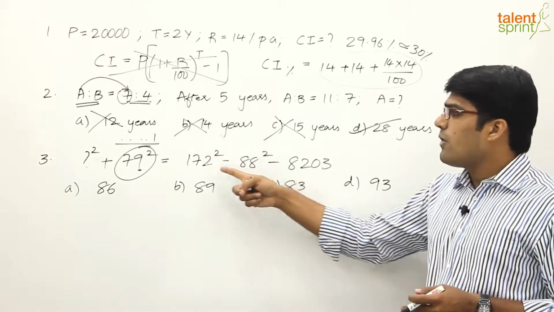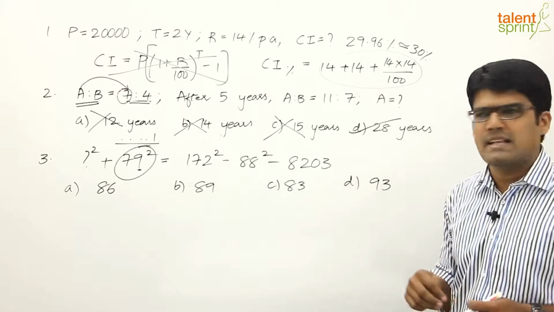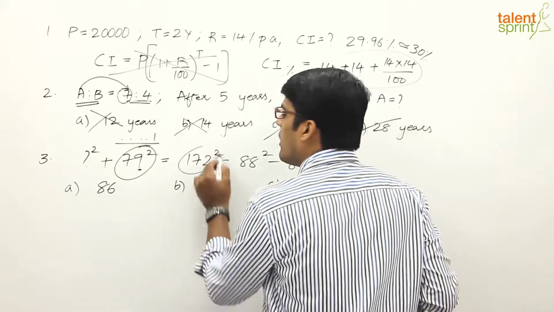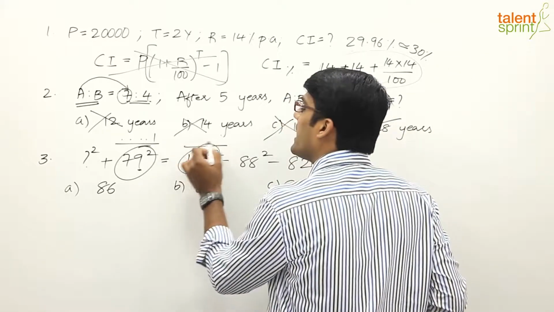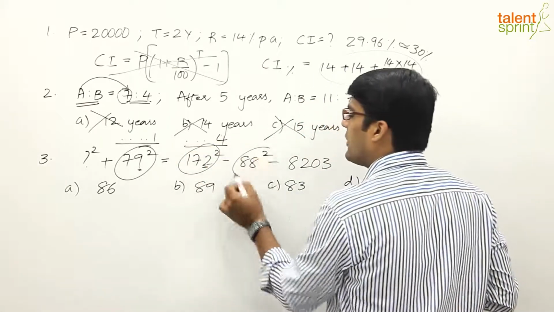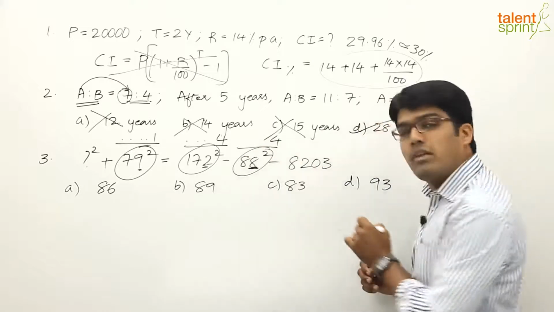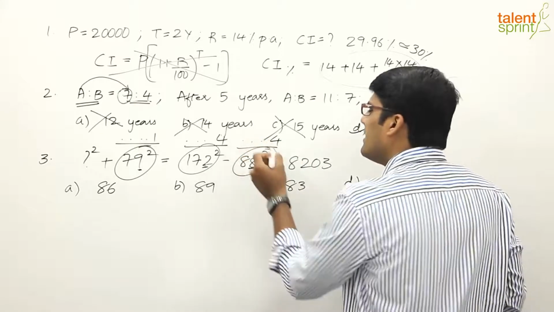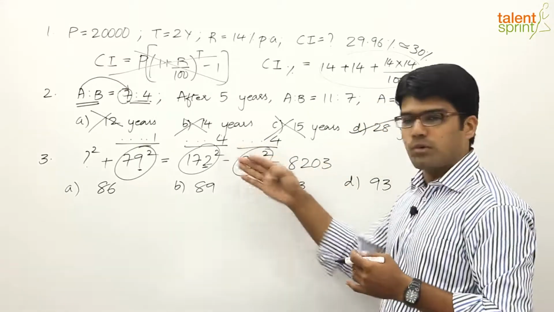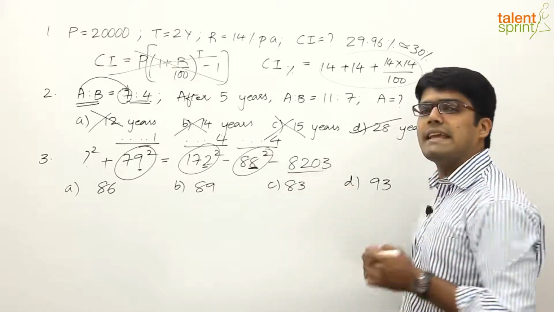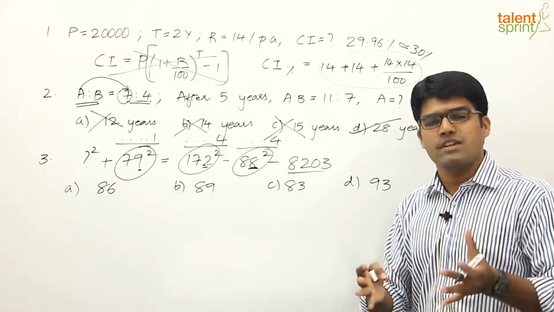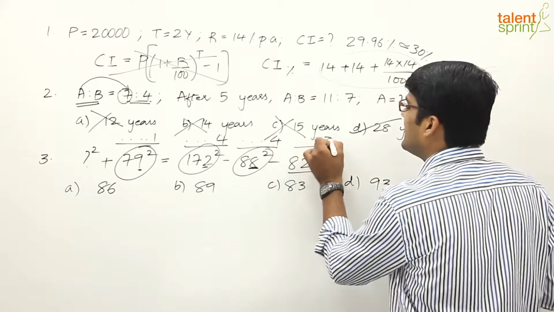Now let us follow a similar procedure for the remaining numbers as well. 172 squared: when a number ends in 2, its square ends in 4. Likewise, 88 squared: when a number ends in 8, its square also ends in 4, right? So these are 4-digit numbers that end in 4. And this last number here is 8203, which is a straightforward number that ends in 3.